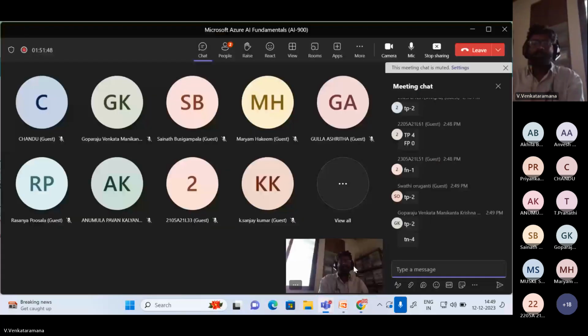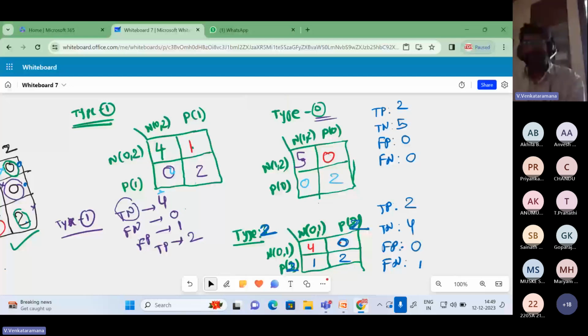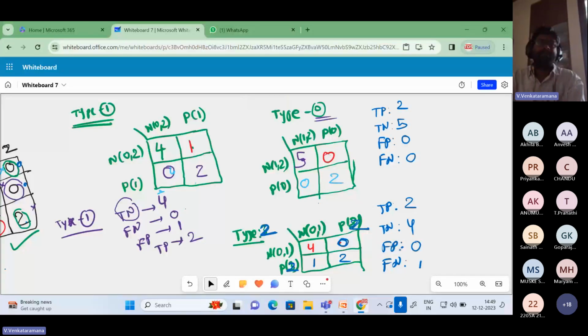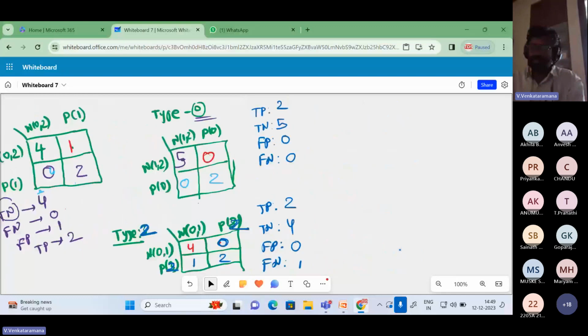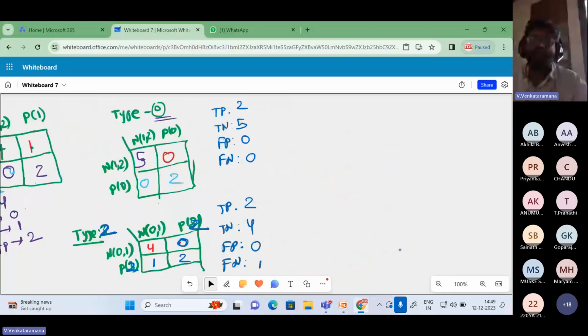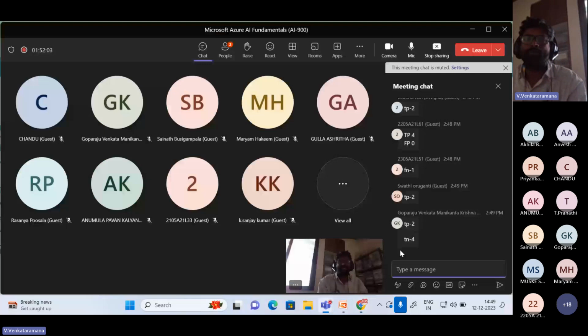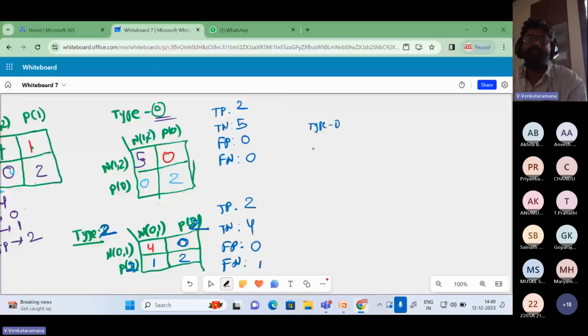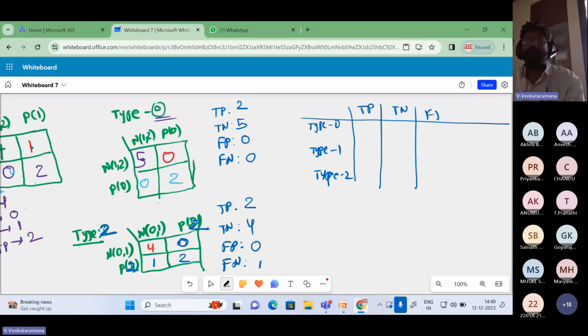Now our intention is to calculate the accuracy. Now how do we calculate the accuracy of the model? To calculate the accuracy of the model, first note down your type 0, type 1, type 2. And here you can write true positive, true negative, false positive, and false negative.